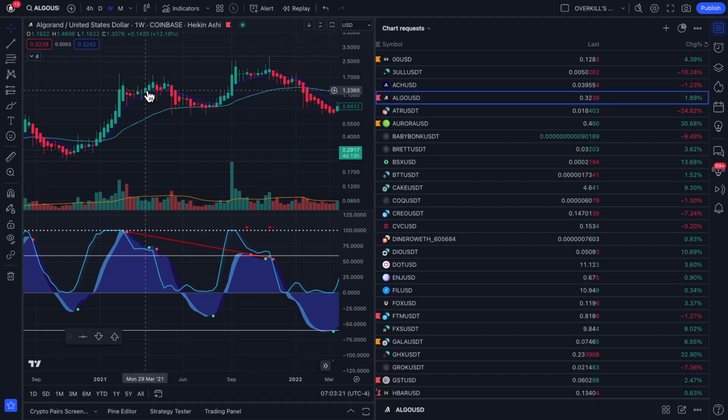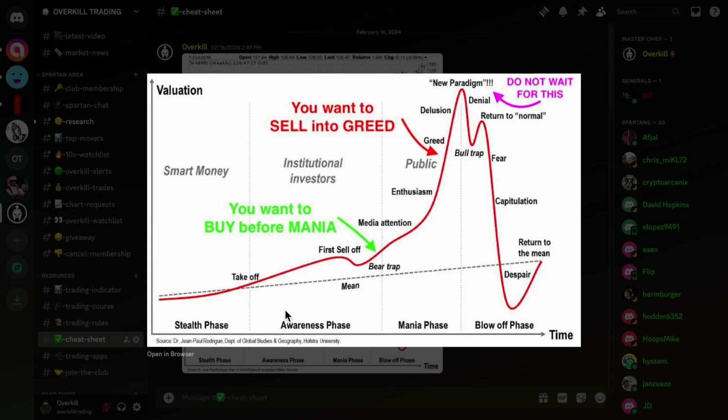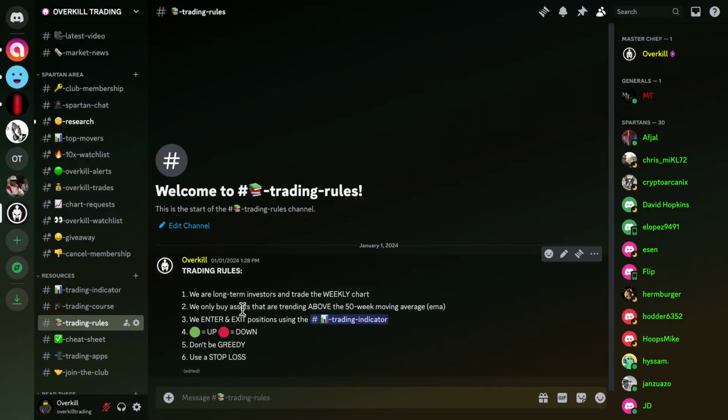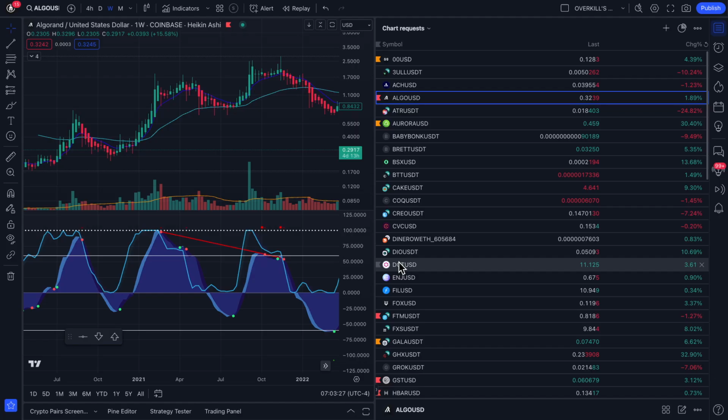So right here you could see Algorand. Rule number 2 was we only buy assets trending above the 50. As traders, we want to trade with the trend. I'll show you what that means here in just a second. But this was a beautiful breakout above the 50. So when an asset is above the 50-week moving average, above that yearly average price, that means it's in an uptrend, meaning we are looking for pullbacks on our trading indicator, which I'll get to here in just a second.